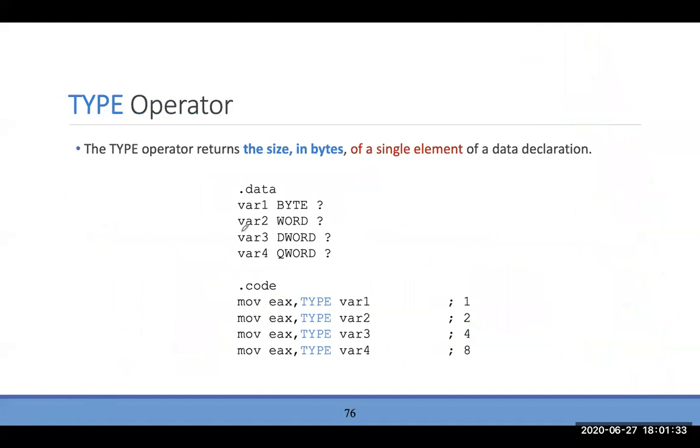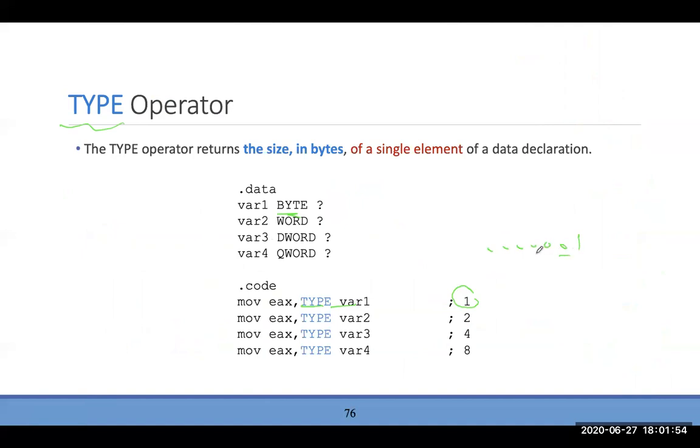All right, so these are other types as well. Now we're done with mainly the critical operators. These are very straightforward. The TYPE operator is going to give you the size of the type. So you're going to say TYPE var1. Since this is a byte, it's going to return 1. So EAX is going to have 1, 0, 0, 0, 0.